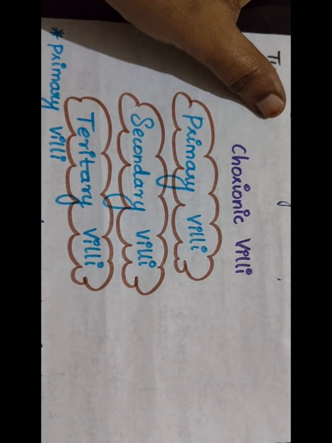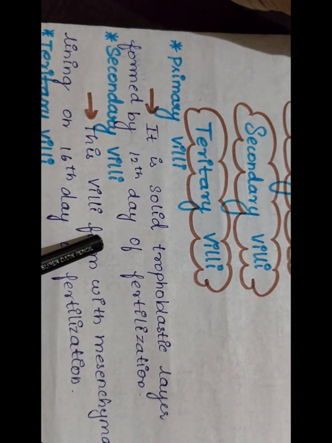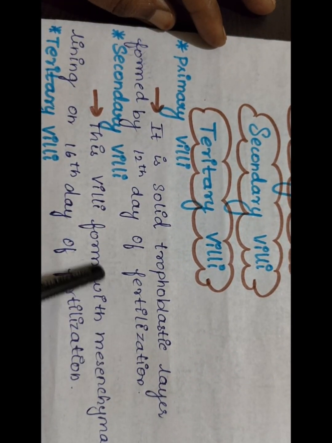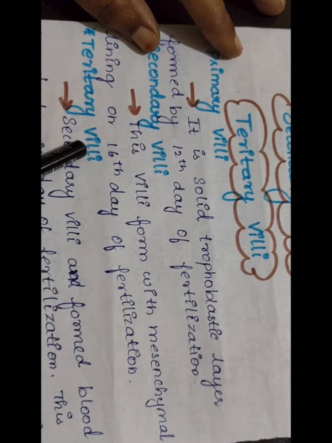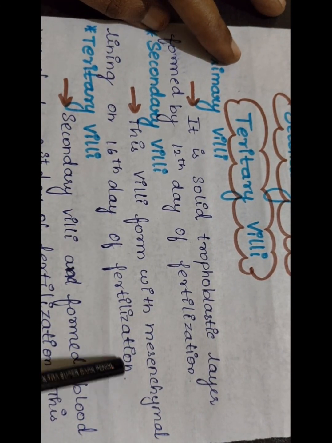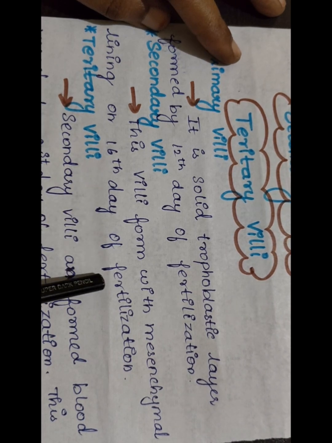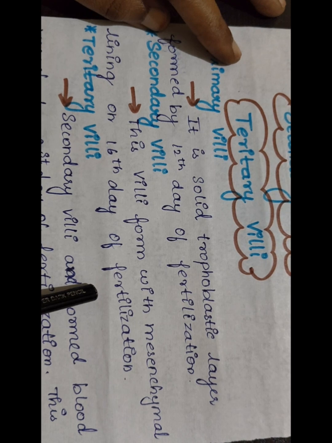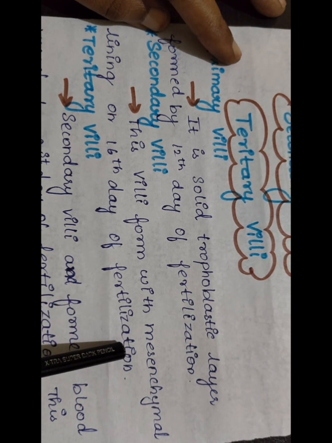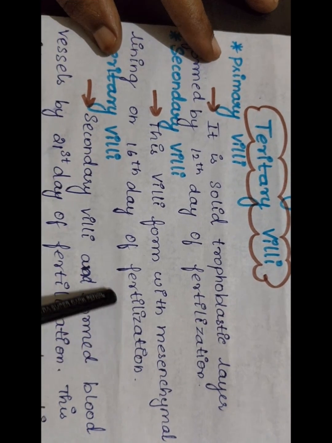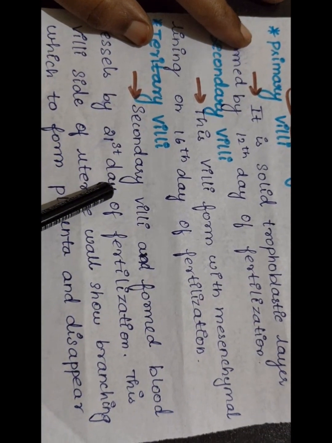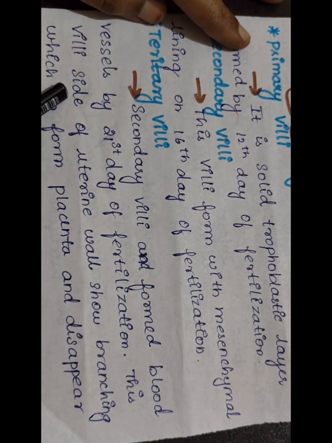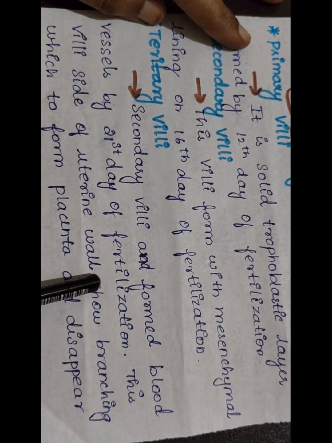The primary villi is a solid trophoblast layer formed by the 12th day of fertilization. The secondary villi is formed with the mesenchymal lining on the 16th day of fertilization, which is the lining of the mesenchyme, a middle layer. And next is the tertiary villi. The tertiary villi is the secondary villi that has formed blood vessels by the 21st day of fertilization.